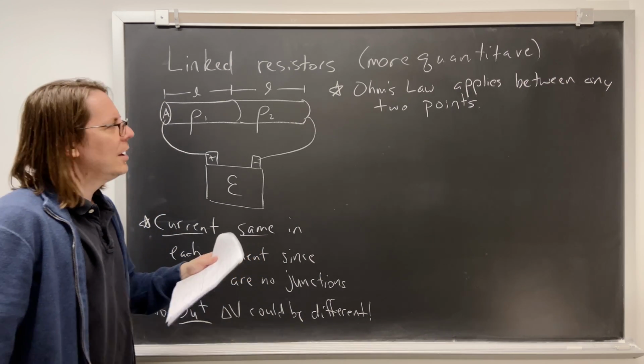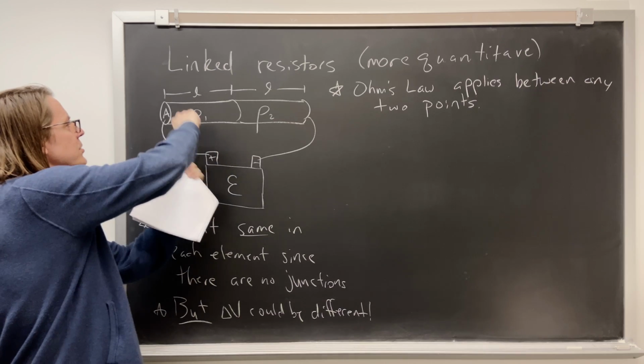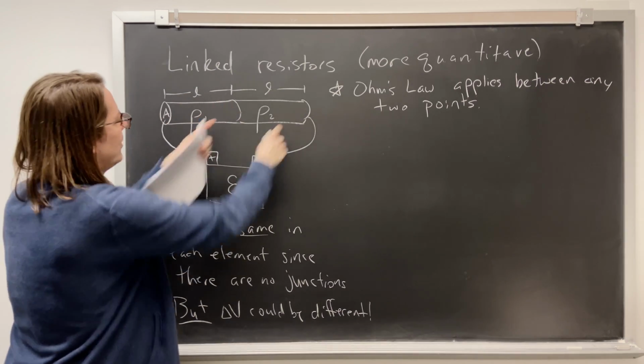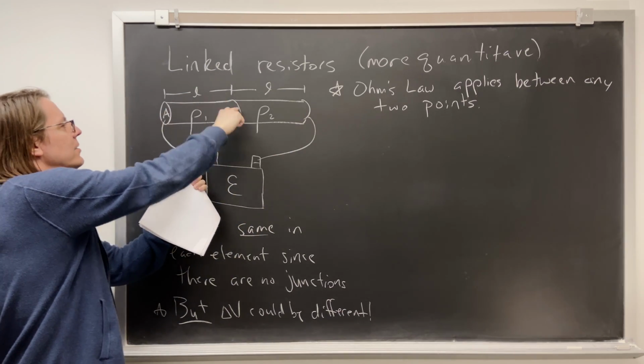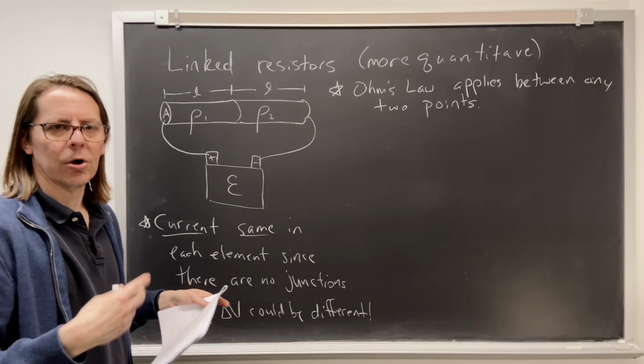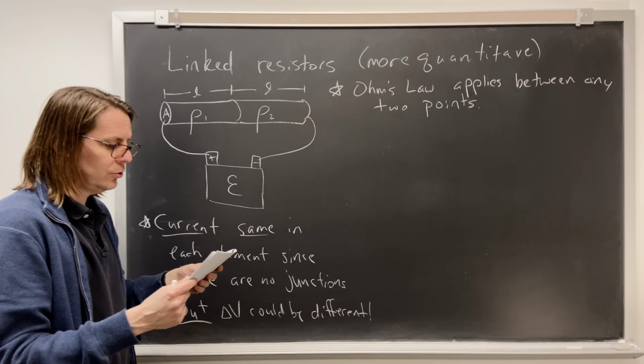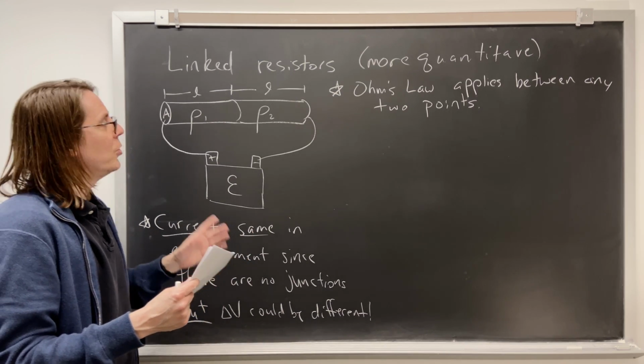Okay. So you can apply Ohm's law to the entire circuit. You can apply Ohm's law just to this thing. You can apply Ohm's law just to that thing. You can apply it to the wire and this thing. And the voltage drops and the resistances and the currents will always work out. So Ohm's law applies really anywhere in a circuit, any two points. So let's go ahead and apply it then.